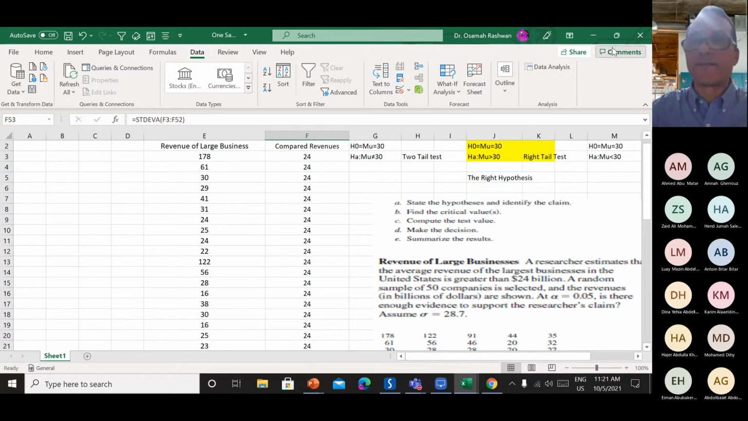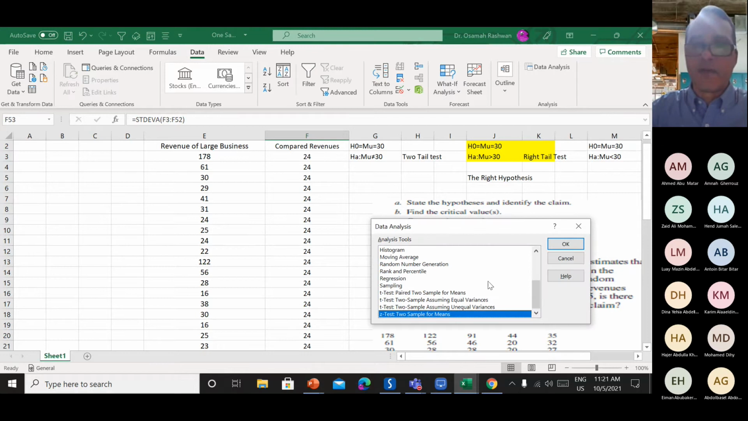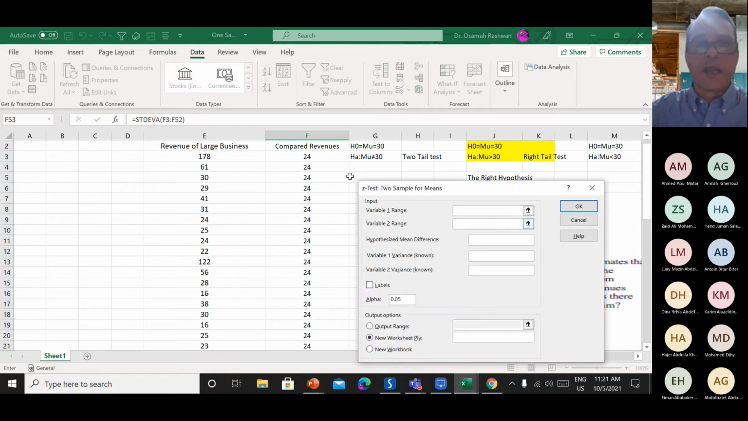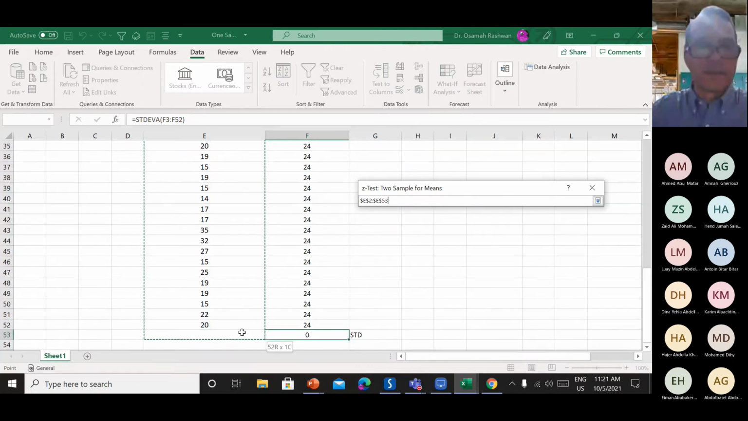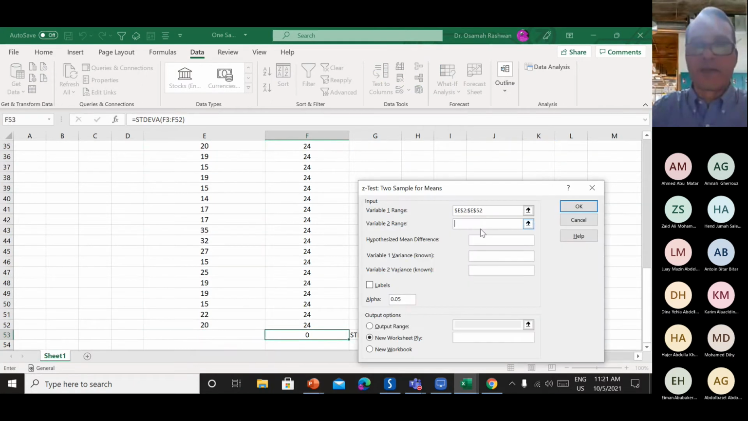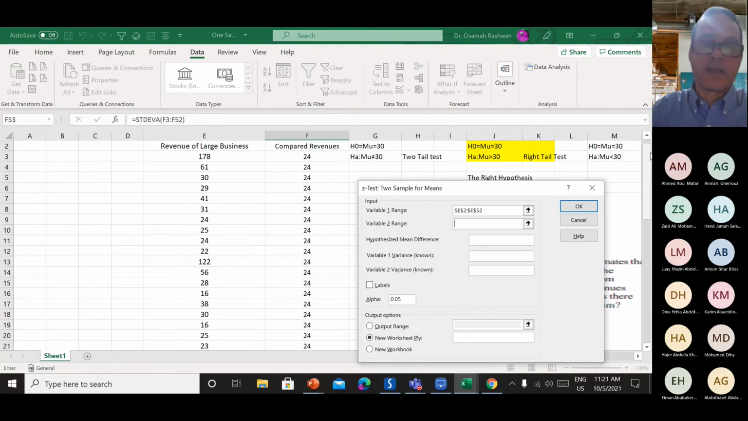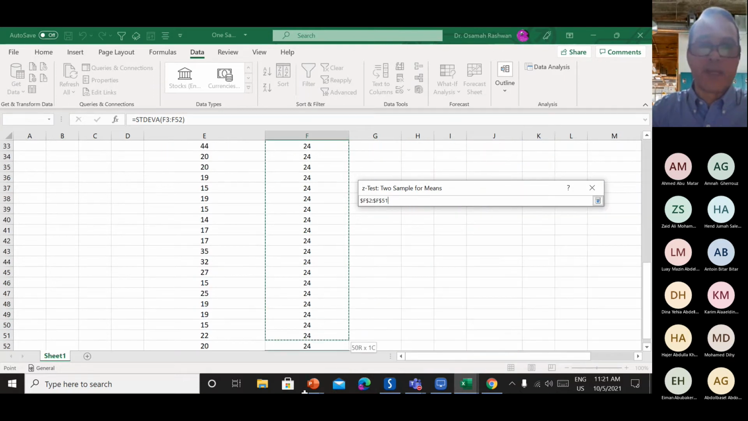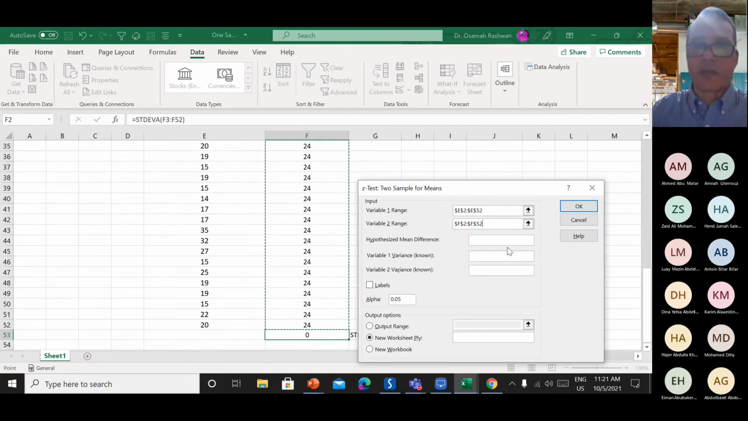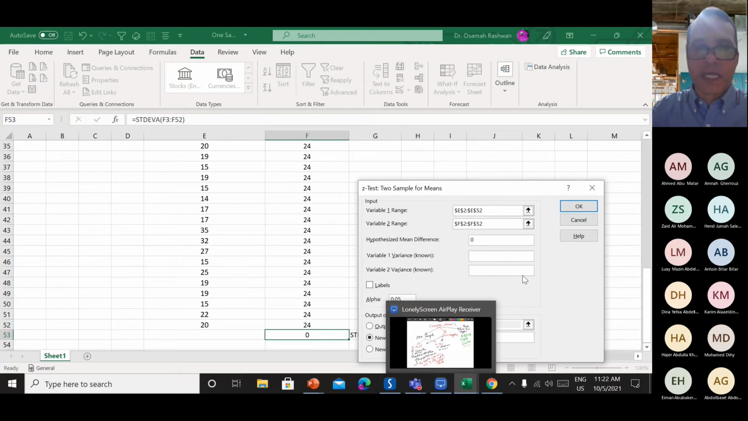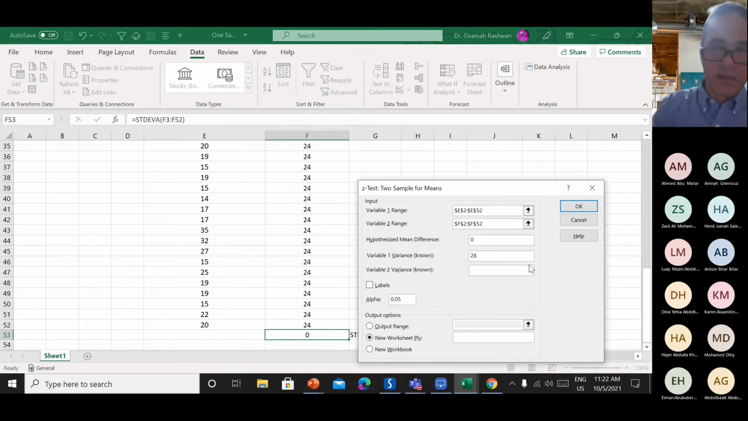Okay? Now I go for data analysis. I go for z-test for two samples. I'll take the first one, first variable, and I'll go for the second variable, which I added to be able to use what I have in the Excel. I don't have a one-sample z-test in the Excel, but I can manage with this one. Hypothesis, the mean difference is 0. The variances are given in the question. It was what? 28.7.